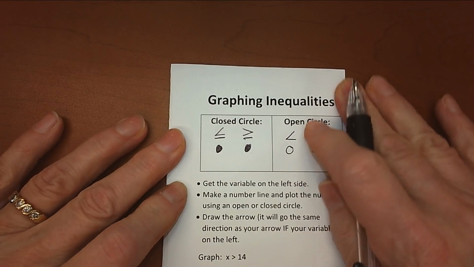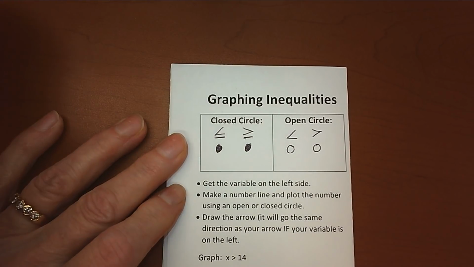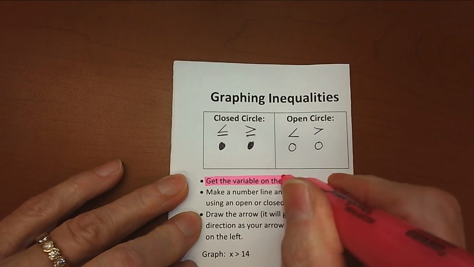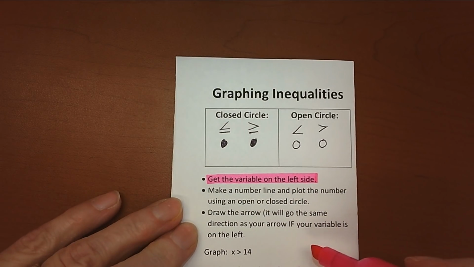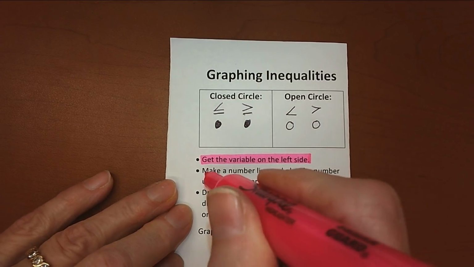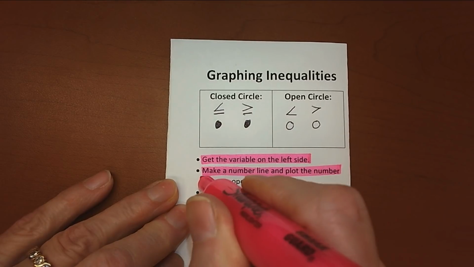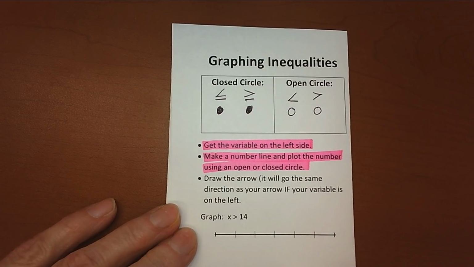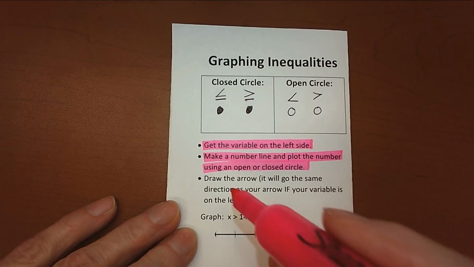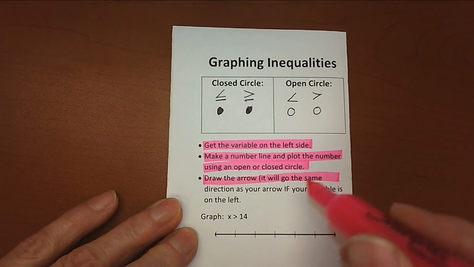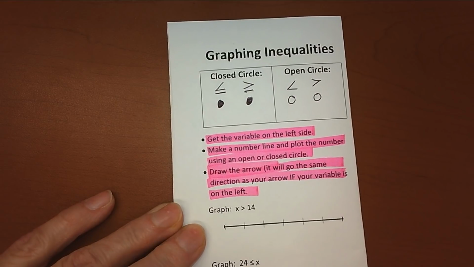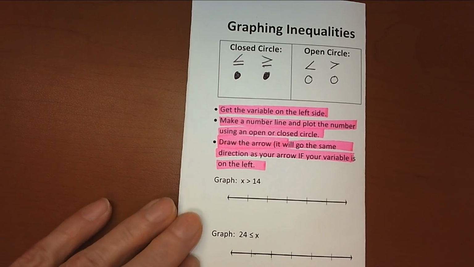All right, so when we graph these inequalities, we want to follow these steps. We want to get the variable on the left side, and we'll see why that's going to be a good idea here in just a minute. We want to make a number line and plot the number that's in our inequality on an open or closed circle. And I'll give you some examples of these in just a sec. And then we want to draw an arrow. Now, if you've got your variable on the left-hand side, the arrow is going to go the same direction that your inequality is pointing. So that's why it's always a real nice idea to have your variable on the left-hand side.